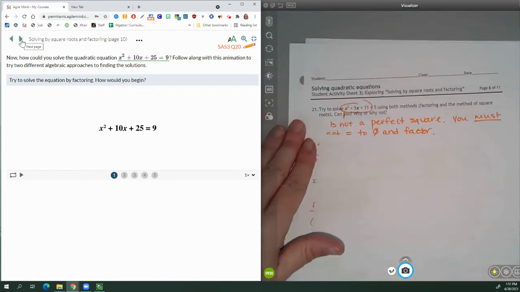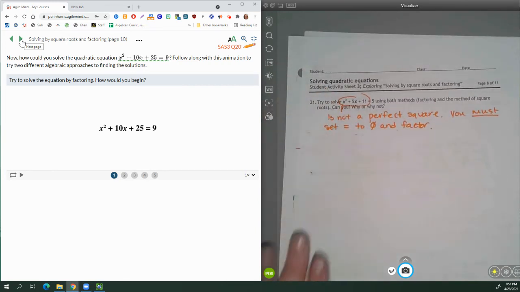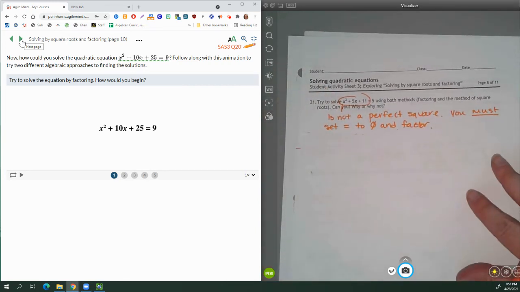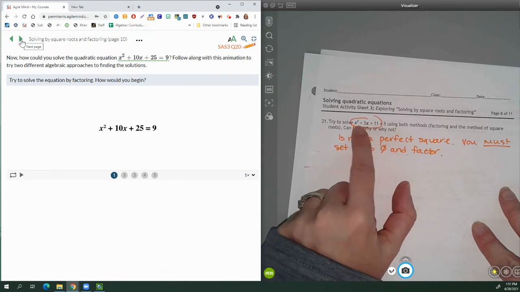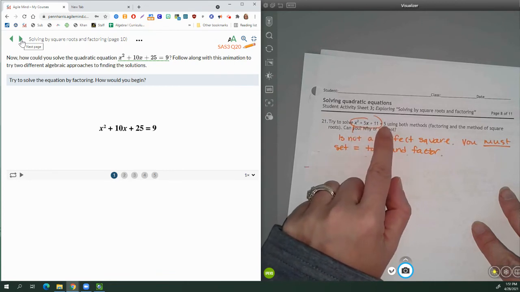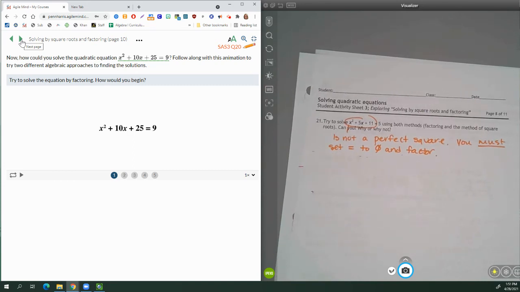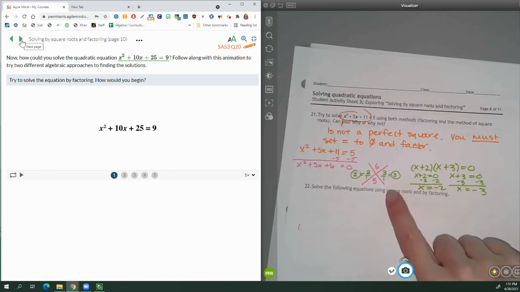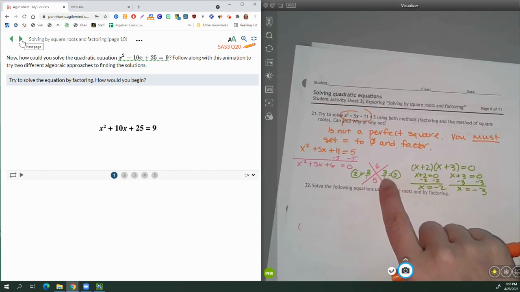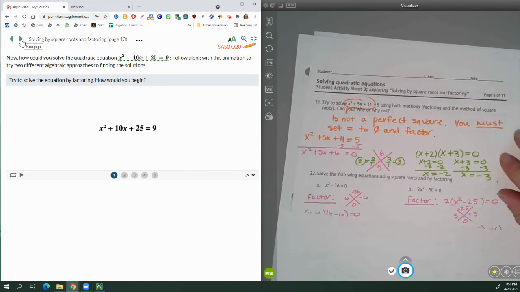Okay, let's take a look at a couple other things here. Can I do this on number 21? No, this is not a perfect square. 5 is not a perfect square. We cannot solve it by just taking square roots. We must set it equal to 0 and factor it. So here, I went through it real quick, factored it for you so you can see it and got my solutions.